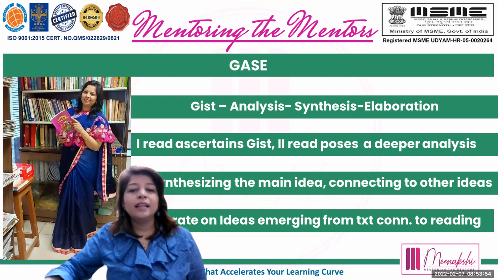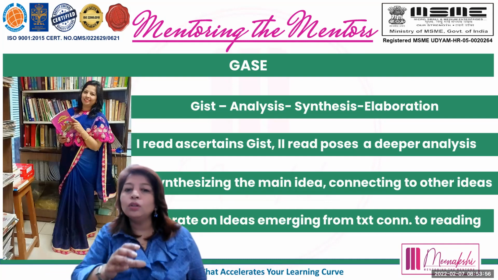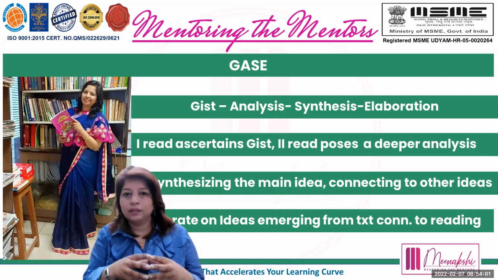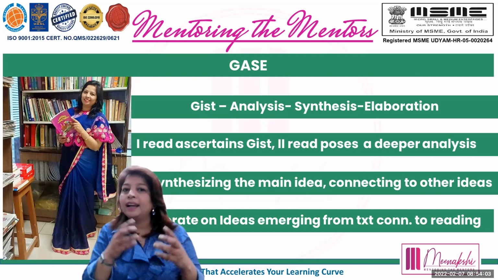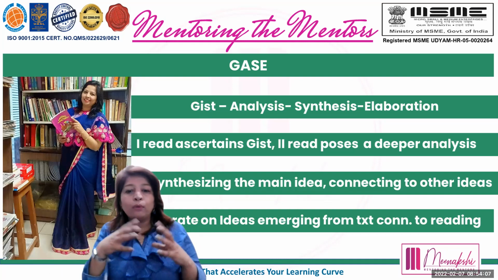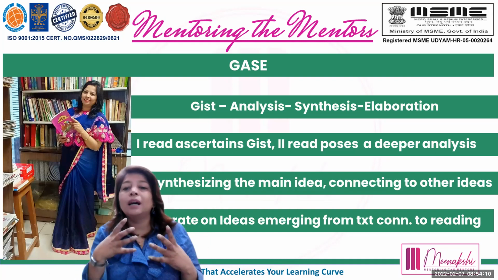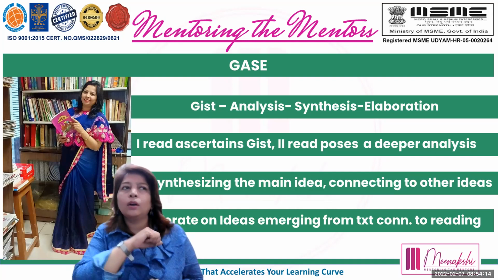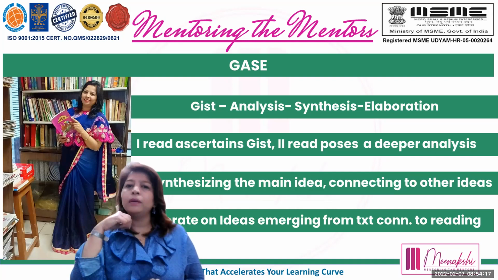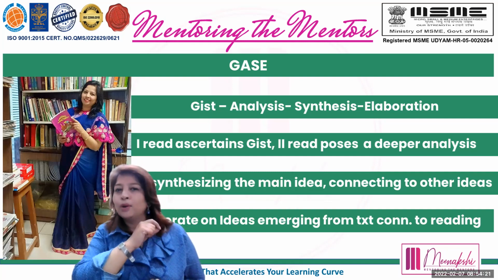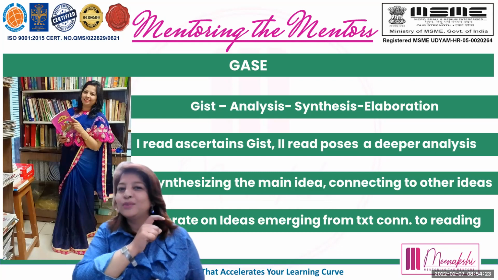right? And then we will be able to work on those ideas. E is for elaborate, right? Working on those smaller ideas and connecting them with the main idea, we will be able to elaborate on those ideas emerging from the text and connecting to reading. Any kind of question can arise in our mind, and we will be able to elaborate on that. Now, how can we elaborate? Because I am recording just short videos, I will still give you one example.